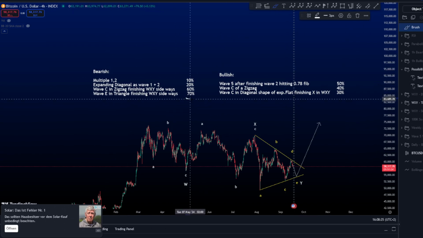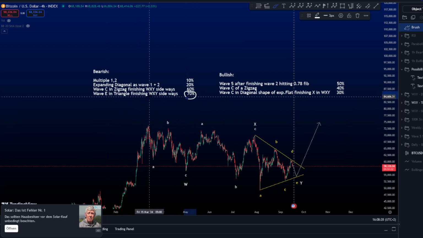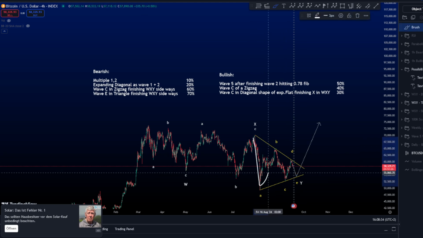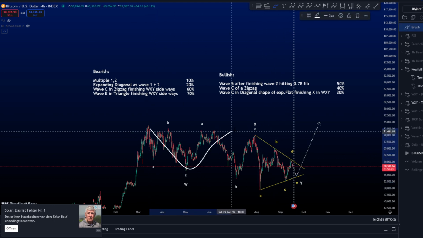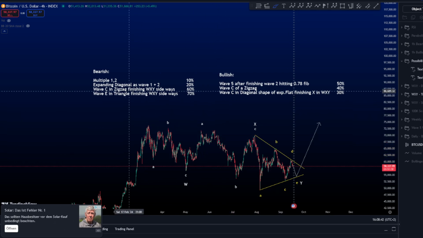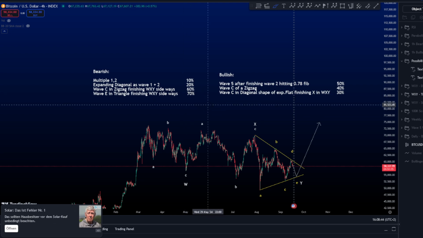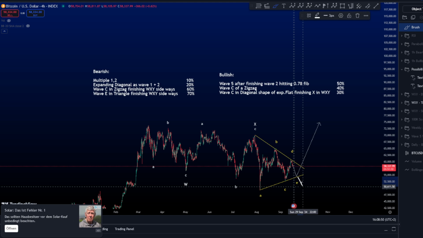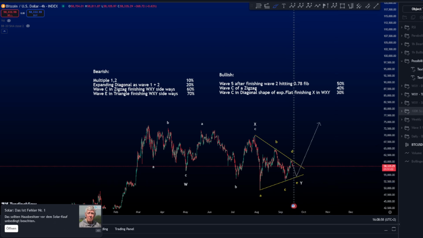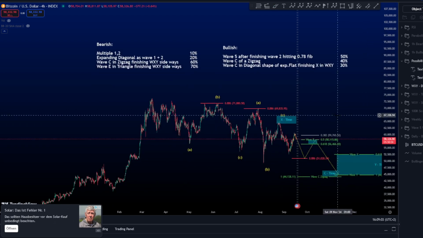For now, we have 70% for our WXY for a wave E, finishing a triangle, sideways WXY, considered as 3 waves. The second scenario could be a wave C towards lower prices, and by all means, if we break lower than this wave E, which is less possible, to be honest, because clearly we are looking at a triangle. However, if that happened, it is to be watched, always, nothing is 100% sure.